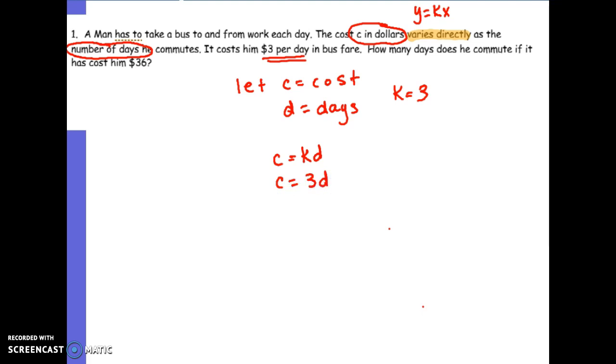It says, how many days does he commute if it has cost him $36? Well, we know the cost here is 36. So we can go right to where the c variable is, and we're solving for the number of days. To do that, we just divide by 3, and we get 12. So we get 12 days as our answer.